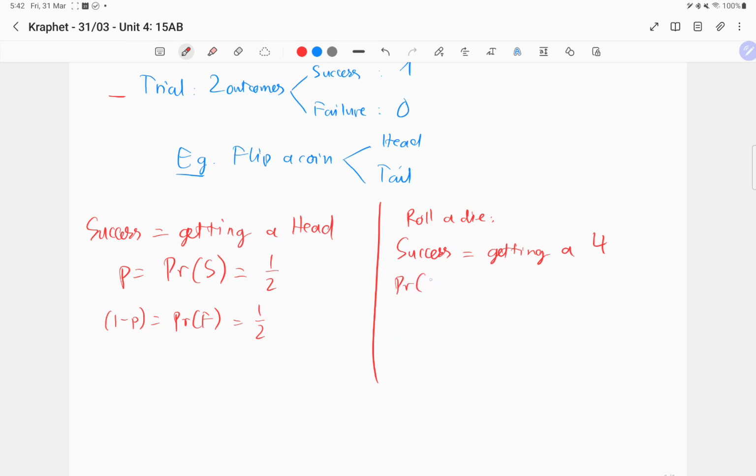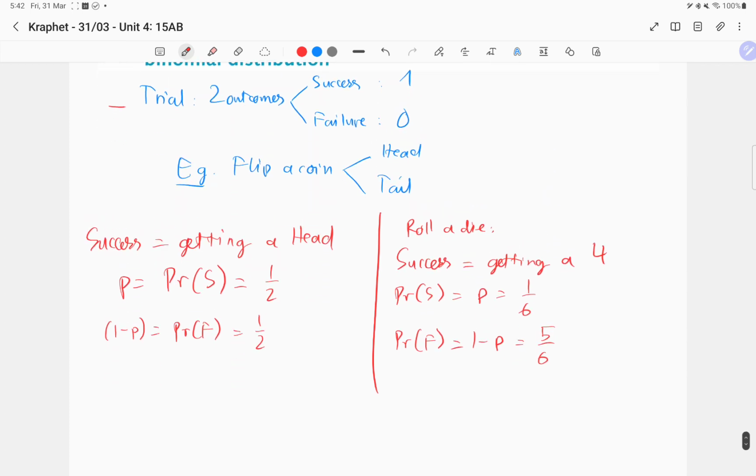So the probability of success, p, would be 1/6, and then the probability of failure. How would you calculate this one? Just 1 take away 1/6. It's 1 take away p, which is 5/6. Okay. Now, the next part is the important one here.